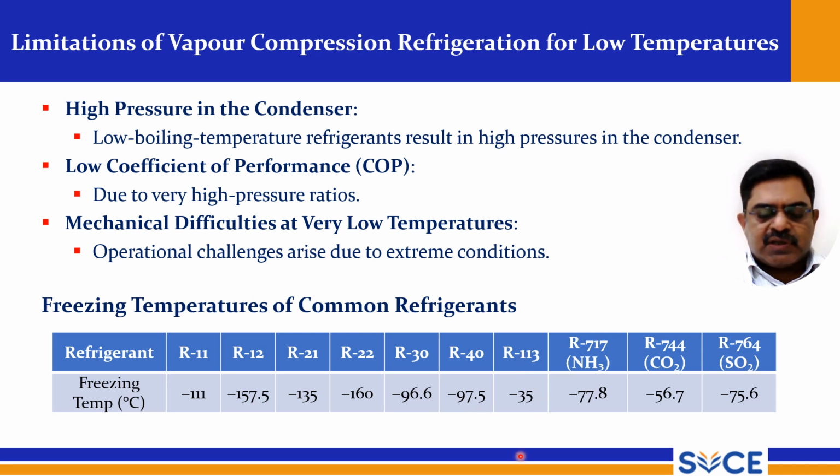For R113 it is minus 35, and for R717, that is ammonia, it is minus 77.8, and for R744, that is minus 56.7. For R764, sulfur dioxide, it is minus 75.6. So these are the freezing temperatures of common refrigerants.